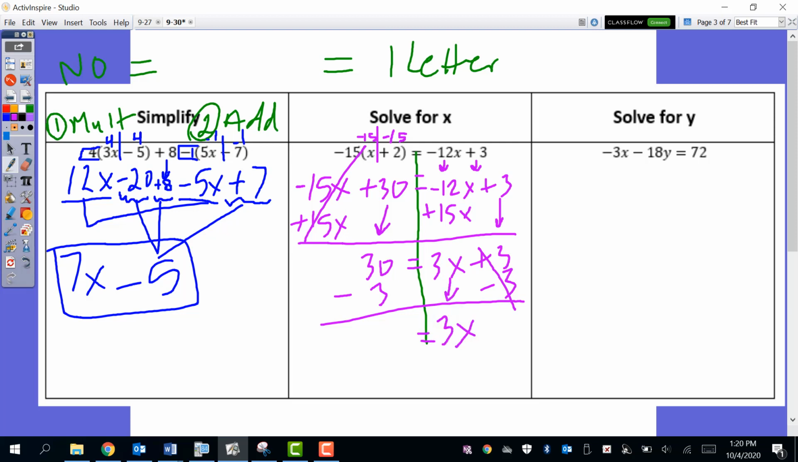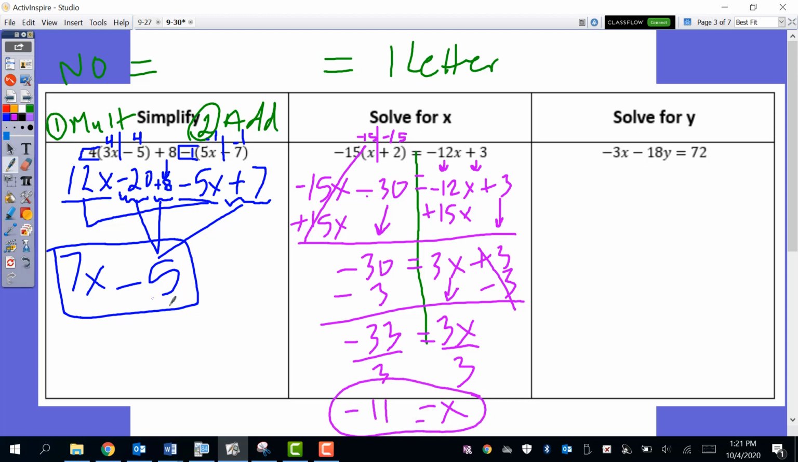Equal sign. 30. Oh, that should be a negative 30. I missed that. You guys did not tell me. That's a negative 30. So it should be negative 30 minus 3 is negative 33. And then last step is divide. So I should be dividing by the number that's with x. So divide by 3, divide by 3, and I get x equals negative 11.